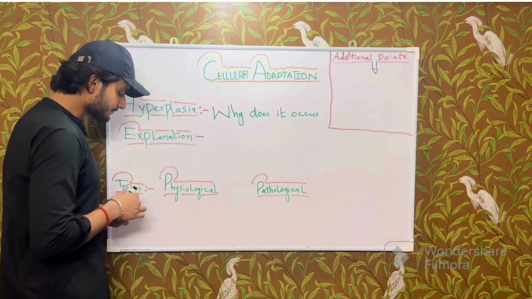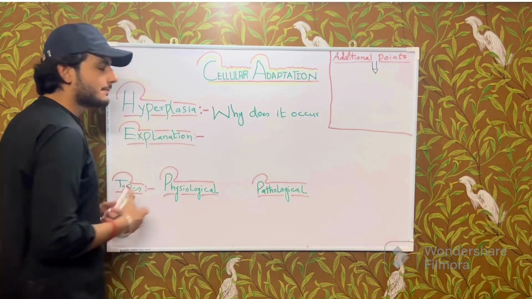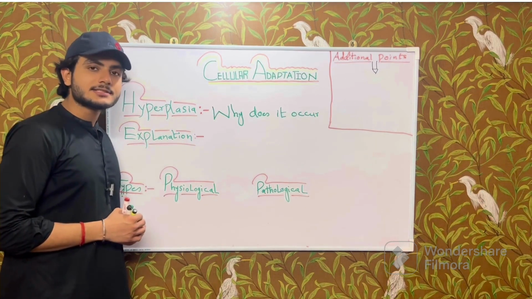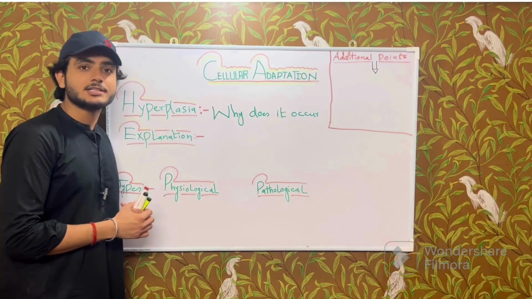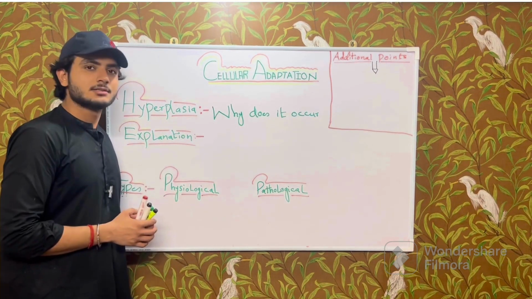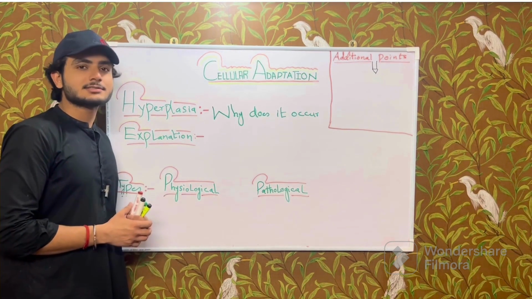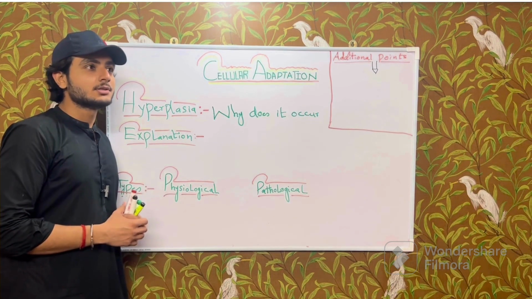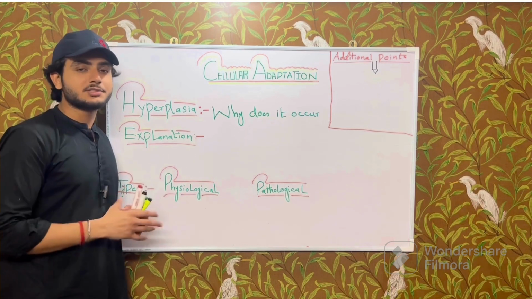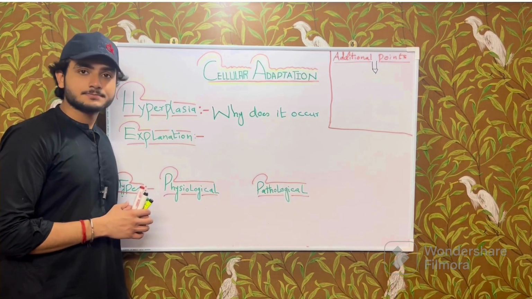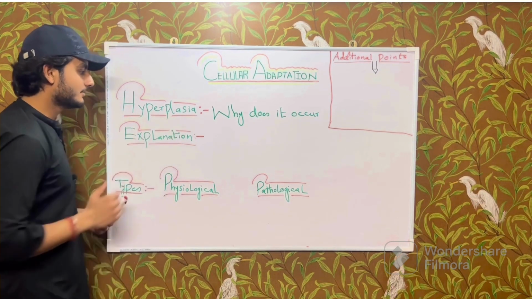Okay. So hyperplasia means an increase in the cellular number only. Okay. So the question must arise in your mind, why does hyperplasia occur? It's not because cells are just sitting and they just wanted to do some hyperplasia. No, there's a reason behind it. We have two reasons behind it. So we'll be discussing them one by one.